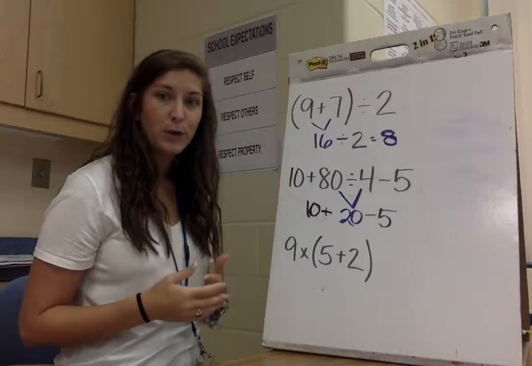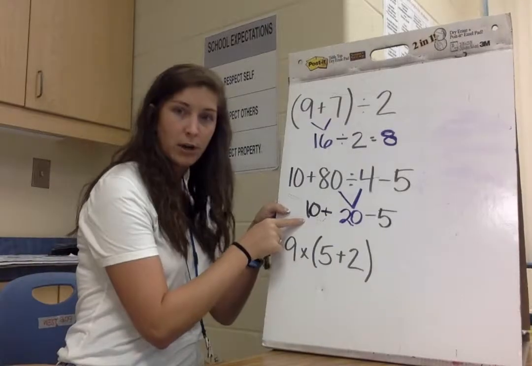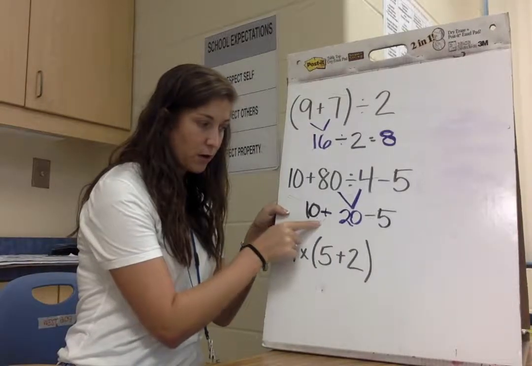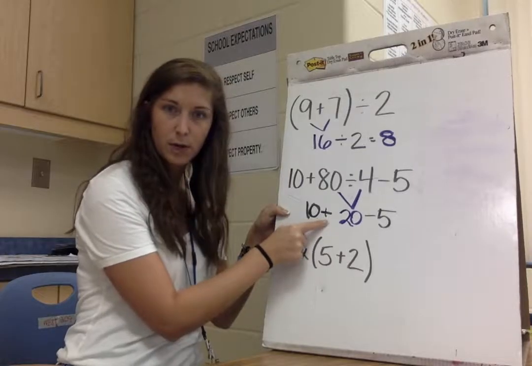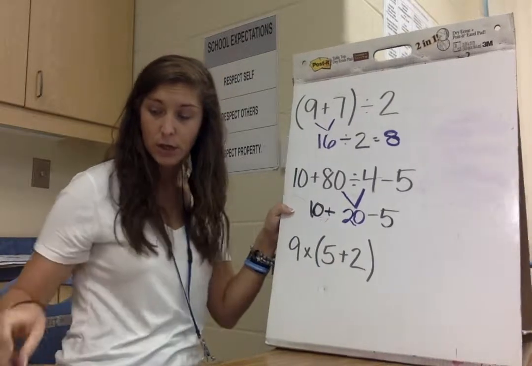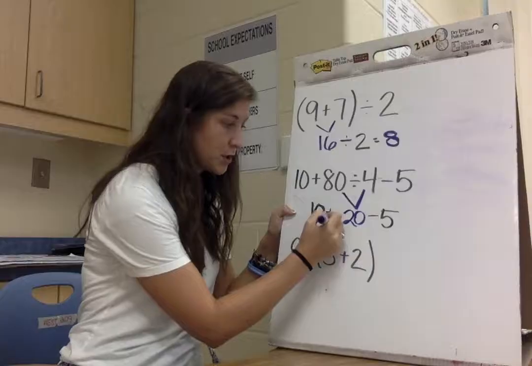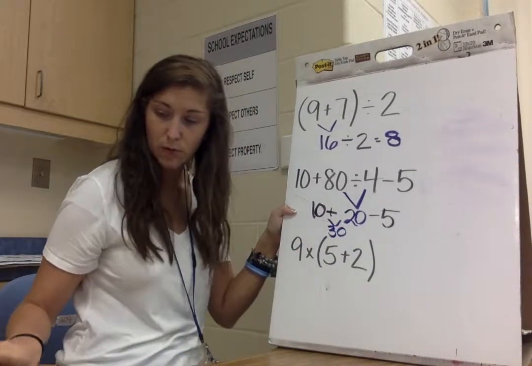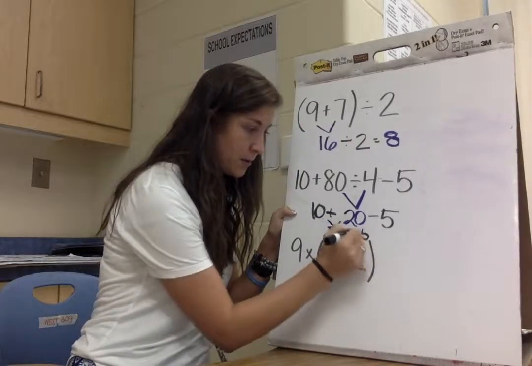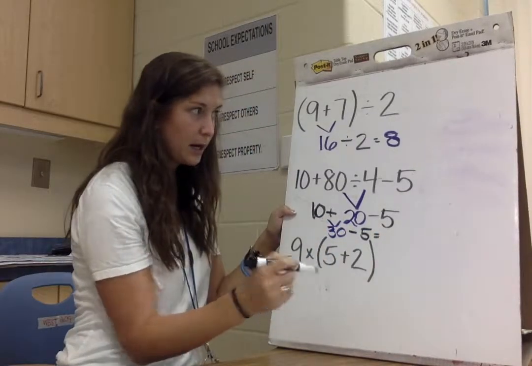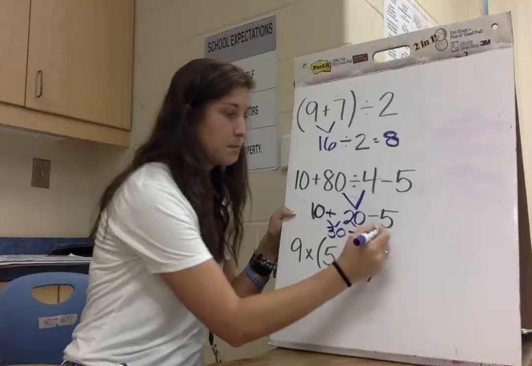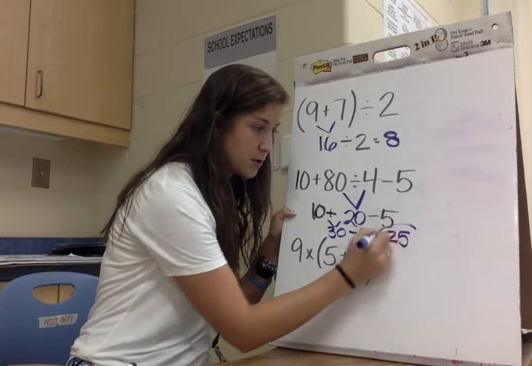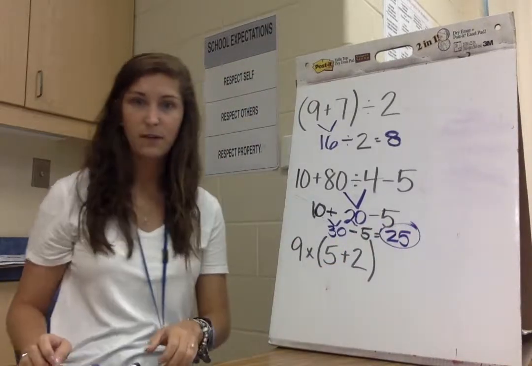Which one do I do first? So I'm going to start right here from the left, and I'm going to run my finger across. What operation do I run into first? Addition. So that's what I'm going to solve first. So 10 plus 20 is 30, and then I need to rewrite my minus 5, and 30 minus 5 is 25. So my answer to that problem is 25.